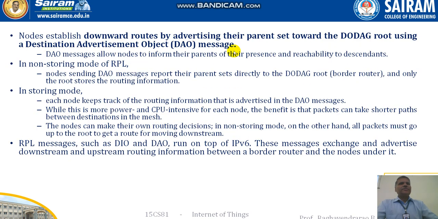Nodes establish downward routing by advertising their parent set towards the DODAG root using Destination Advertisement Object (DAO) messages. So here DAO messages allow nodes to inform their parents of their presence and reachability to descendants.